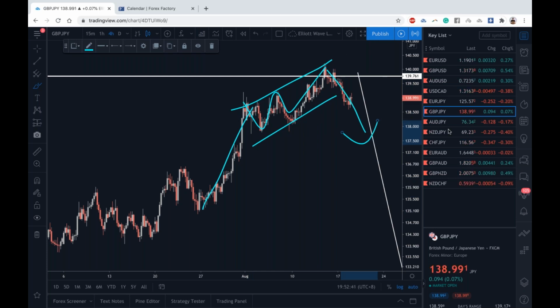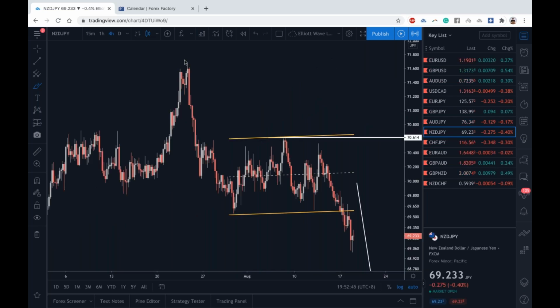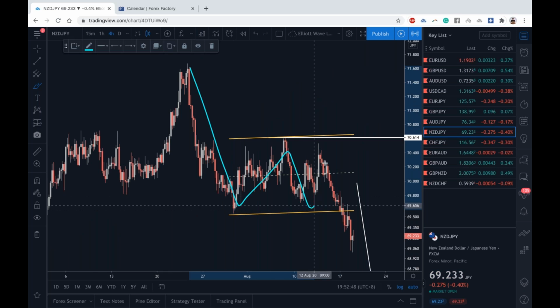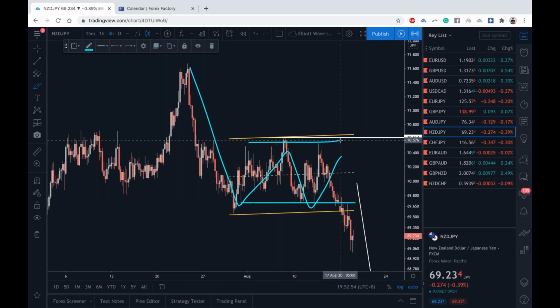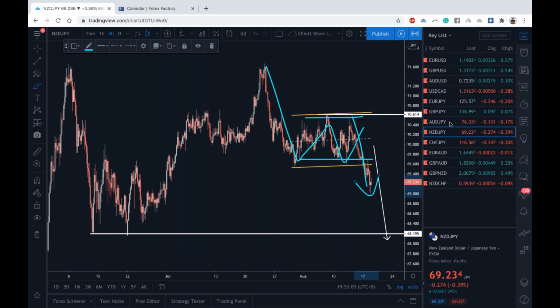If you look at New Zealand yen, it's a slightly different pattern that's forming. You can see this impulse combination with a correction. When you see this combination, we know 60 to 70% of the time, this will continue to the downside. It doesn't matter what time frame, all this applies.